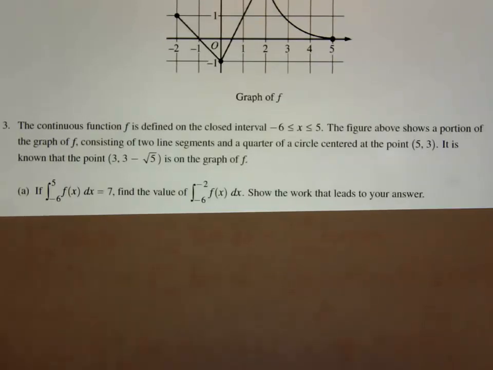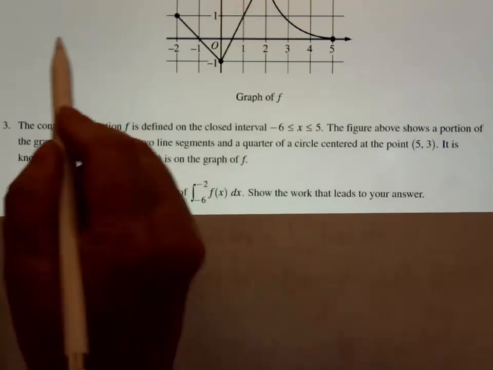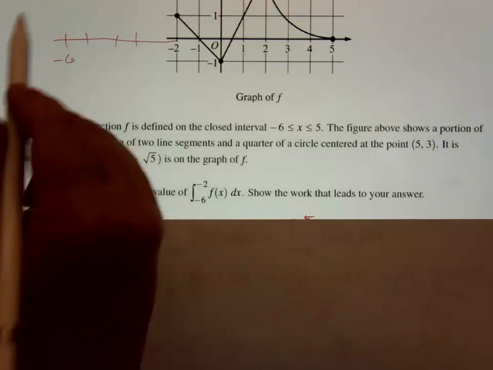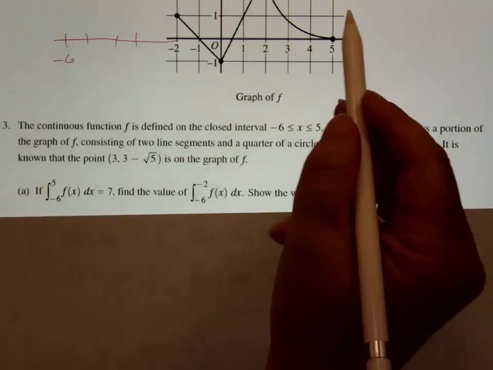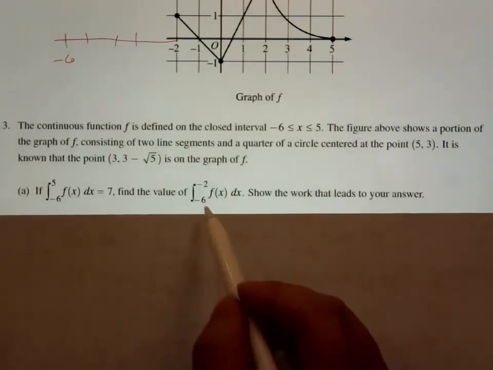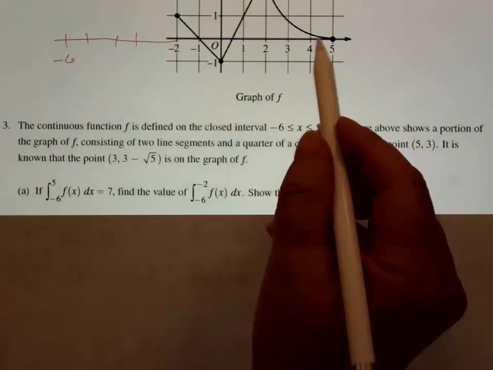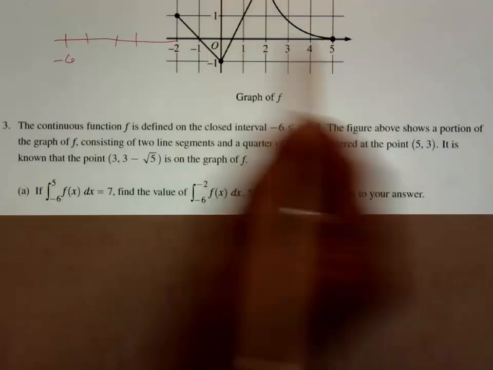But if you extended your graph out, -3, -4, -5, -6. Here's -6. So the area from -6 all the way to the end is 7. I'm trying to find the area from -6 to -2. Well, I can find the area from -2 to 5, so I just subtract that from 7.